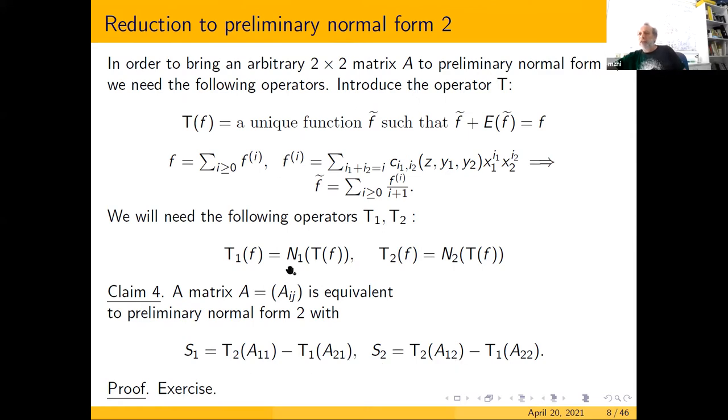For these formulas, I need operators T1 and T2, and for T1 and T2, I need the operator T. So what is the operator T? T brings a function F to a function F tilde, such that F tilde plus the Euler vector field applied to F tilde is F. If you write the decomposition of F into homogeneous parts of degree with respect to x1, x2, where the coefficients are functions of z, y1, y2, you get an explicit formula in these terms for F tilde. This is the operator T, and T1 and T2 are compositions of T with N1 and N2 correspondingly. It requires a bit of work; you can do this formula as an exercise.